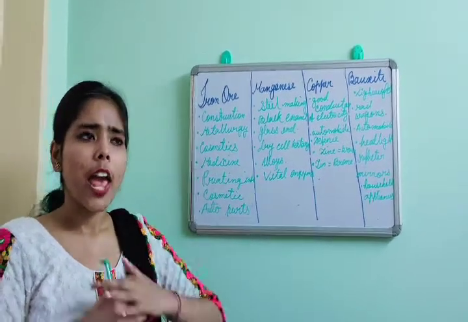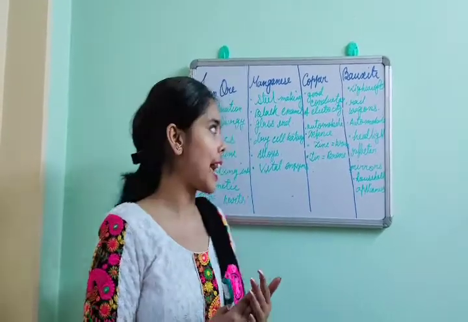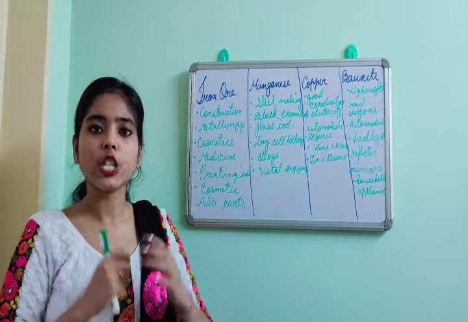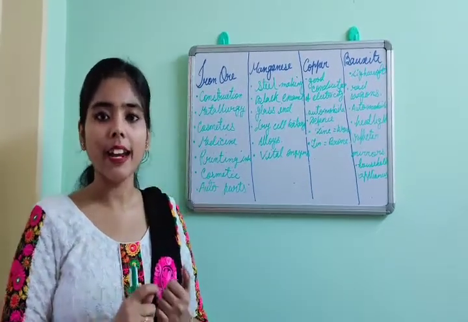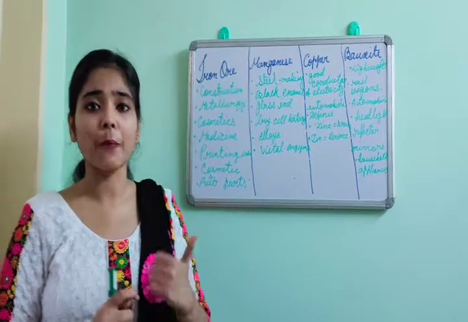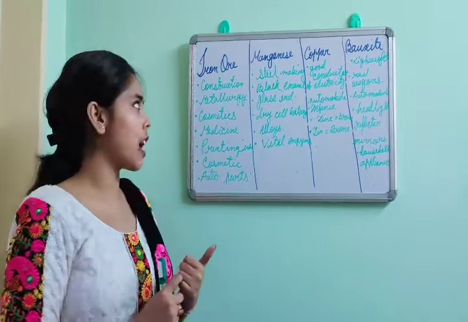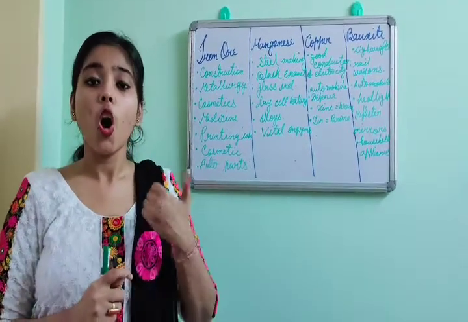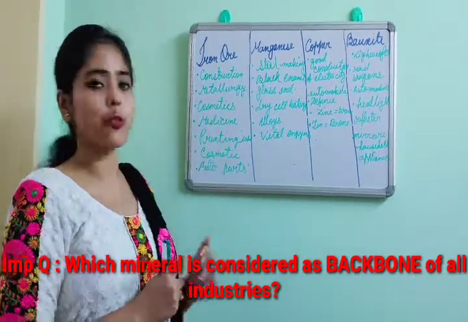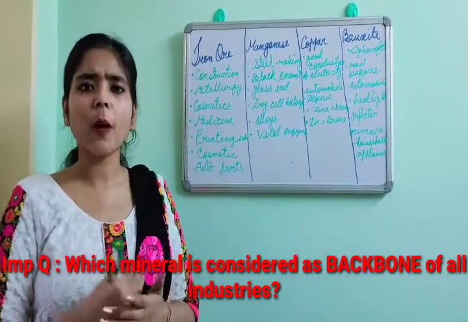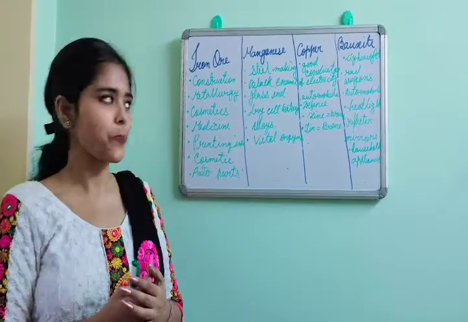And if you look into any other industry, you can find that without iron, it is not possible to develop any kind of industry. That's why iron ore is known as the backbone of all industries. It is a very important question. Please note it down. What is known as the backbone of all industries? The answer will be iron ore. Why? Because to develop any kind of industry, we need to rely on iron ore.